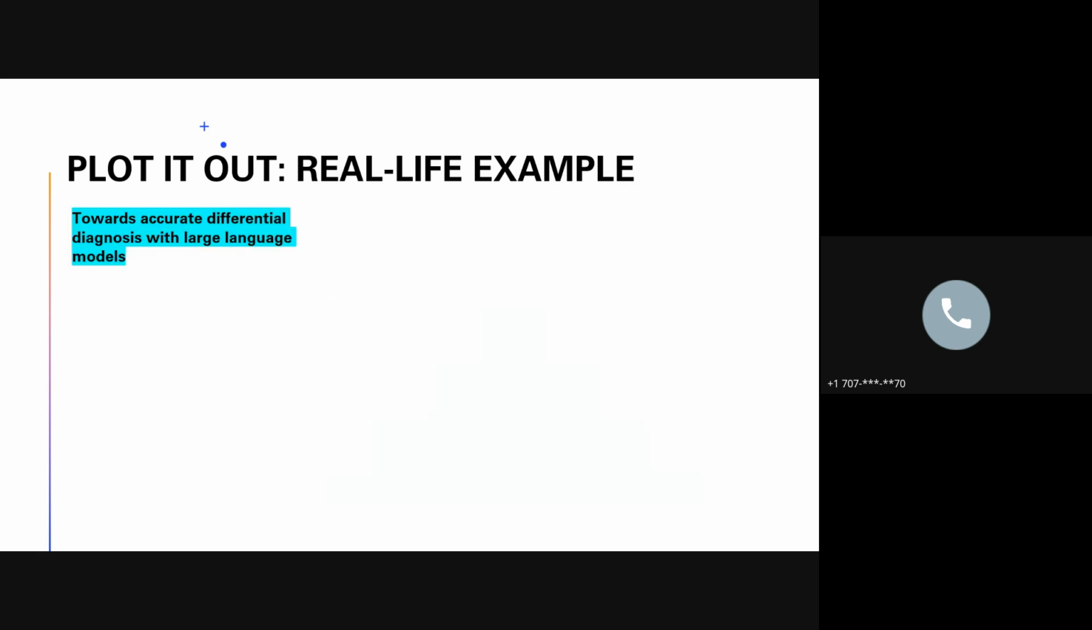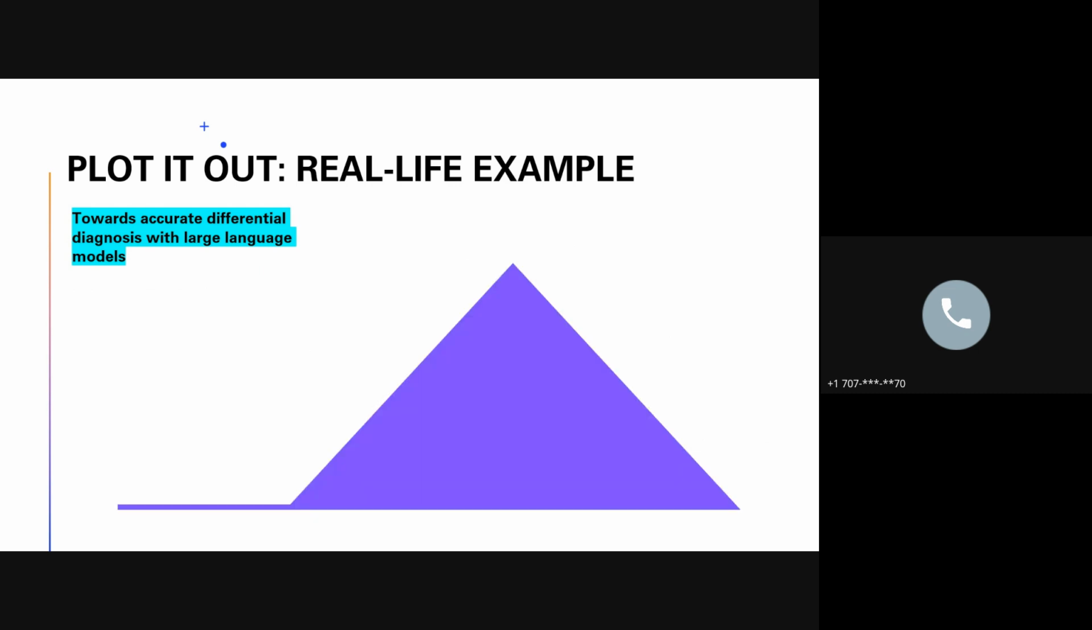So let's look at another example. This one's called Towards Accurate Differential Diagnosis with Large Language Models. So essentially, there's an AI tool called Amy, and the researchers are using it to see how well it supports clinicians with making differential diagnoses. So again, we've got our narrative arc.